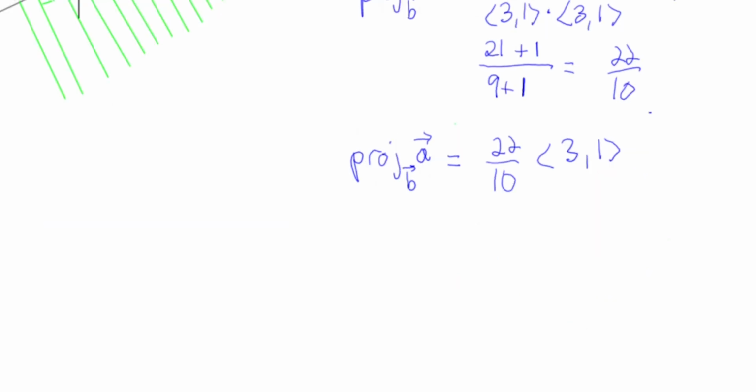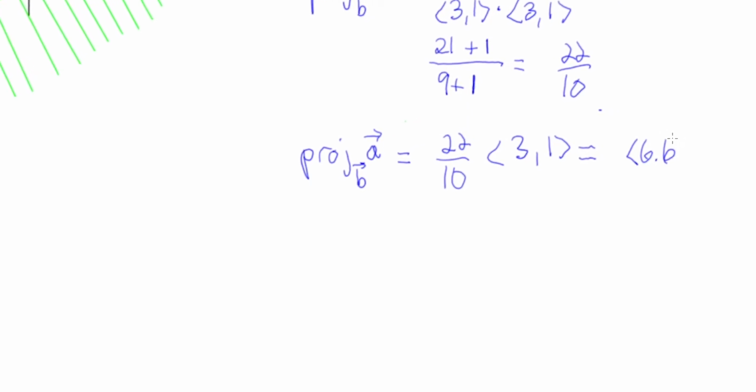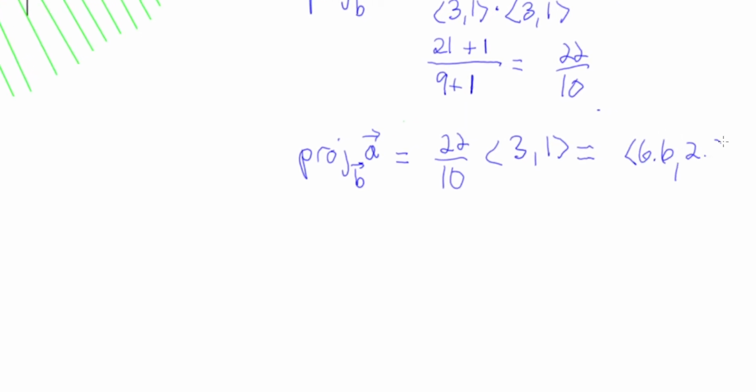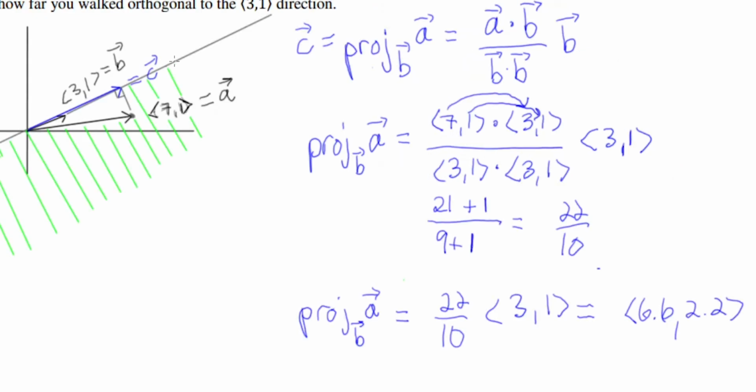Okay, we could simplify that even further. We can multiply that 22 tenths on through there, which would get us 6.6, 2.2. That vector C there is equal to 6.6, 2.2. So the point is going to be (6.6, 2.2). So it's the same as the vector, because remember, if the vector starts at the origin, then the point is equal to the vector there.